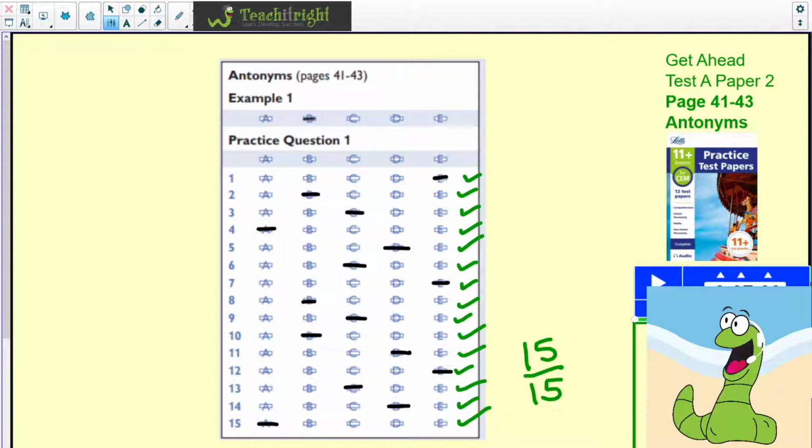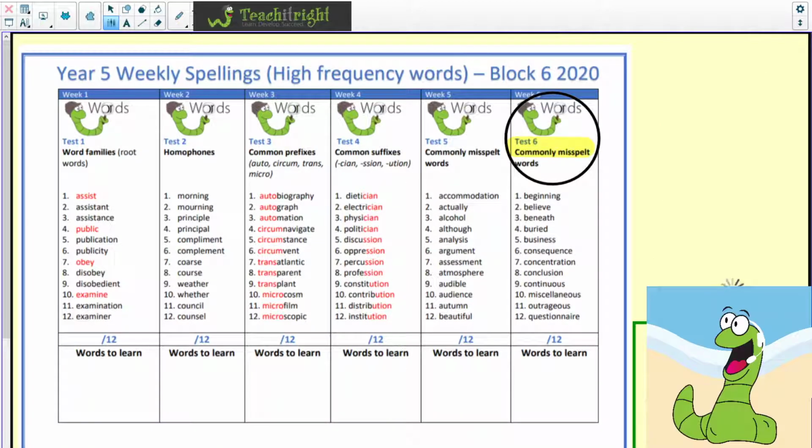Right, let's just go and have a little look at the spellings that we need to learn for our next lesson. These again are commonly misspelt words, so please do look really carefully at these. Some challenging words in your next spelling test. Things like miscellaneous and questionnaire, continuous, not particularly easy, so do please concentrate really hard on learning those 12 words.